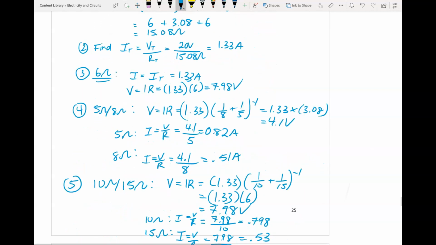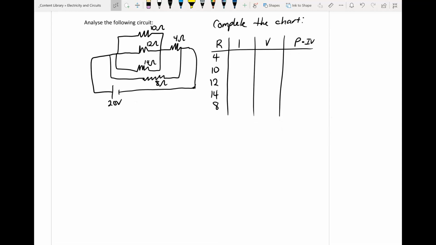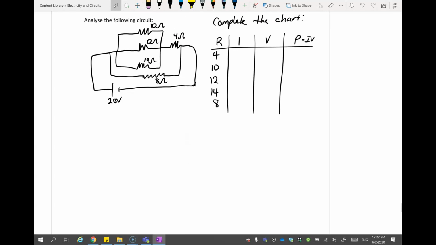Let's do one more example, slightly more complex. So go ahead and draw this circuit with the chart to complete. We're going to do one extra calculation, just finding the power, and that's calculated as I times V. And if you take a look at this circuit, we have a parallel circuit with 10 ohms, 12 ohms, and 14 ohms. But we have another one if you were to combine the 10 ohm, 12 ohm, 14, and 4 ohms as the upper part of the circuit, and this is parallel with the 8 ohms. A bit complex here.